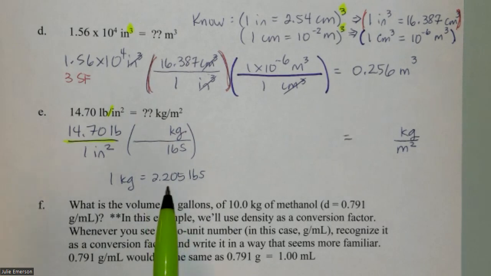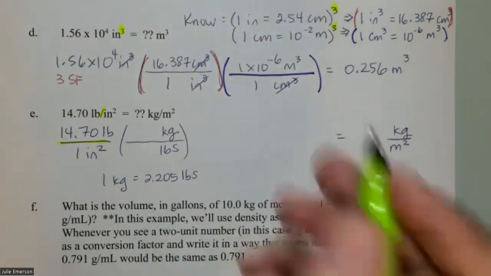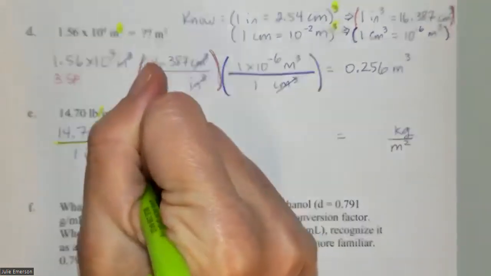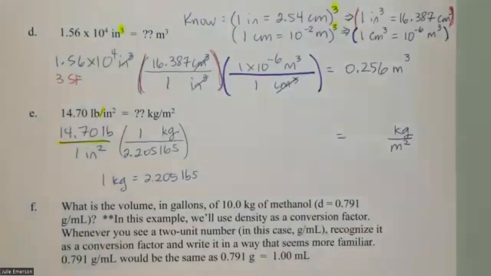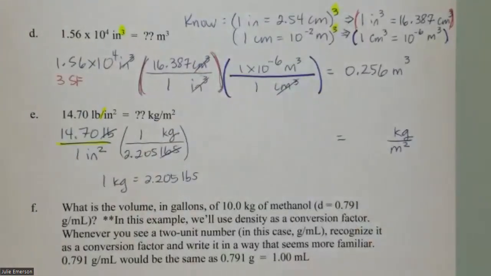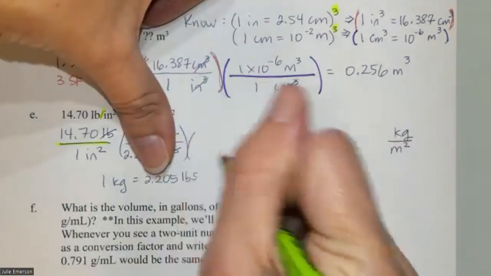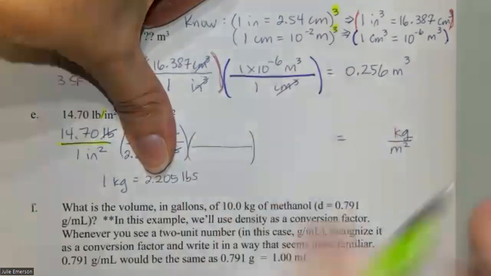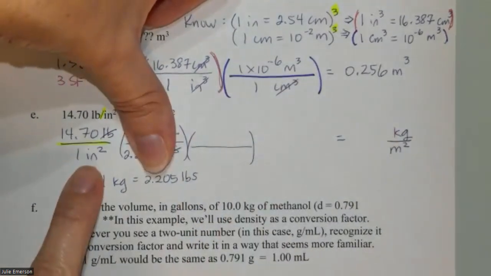So wherever pounds goes is where the 2.2 goes. The 1 goes with kilograms. So pounds is always the bigger number. So 1 kilogram is 2.205 pounds. All right, so we got rid of pounds, we went to kilograms. Now, when I took care of the mass measurement, the unit, now what I'm going to do is I'm going to pretend like that's not there. And now I'm going to look at my area unit.